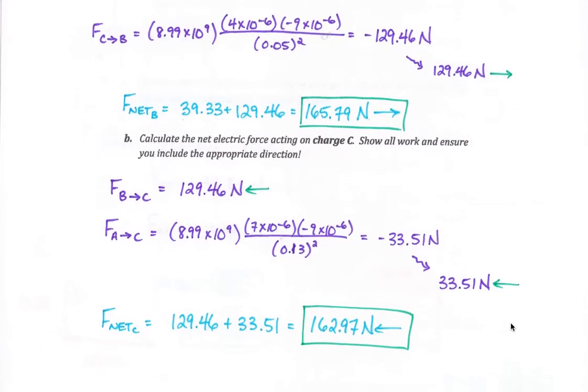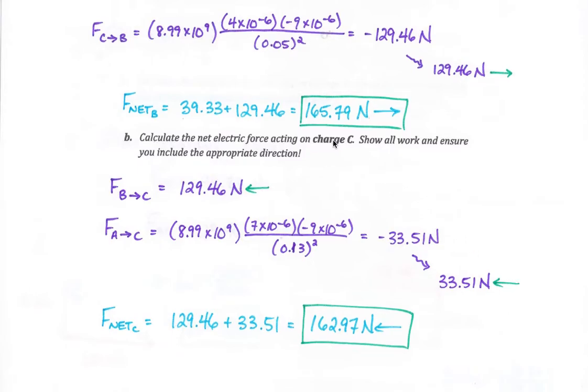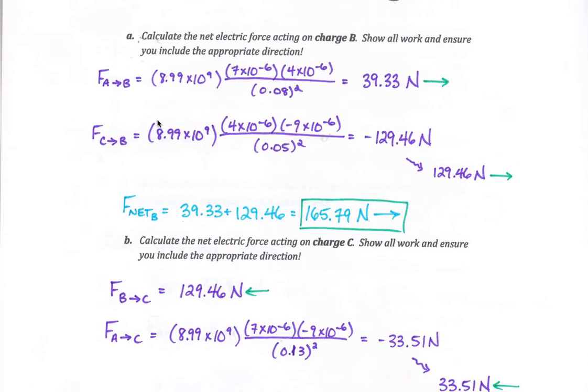I'm going to repeat this process for charge C, but I can save myself a bit of time if I use Newton's third law. So I've already calculated up here that C pulls on B with 129.46 newtons directed to the right. Well, if C pulls B with 129.46 to the right, then B pulls on C with the same amount of force, just in the opposite direction. So I can save myself some calculation time and just flip that direction around.